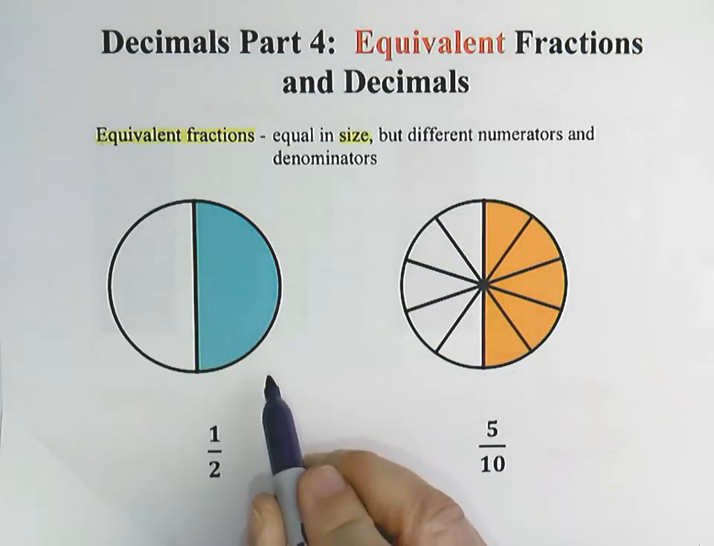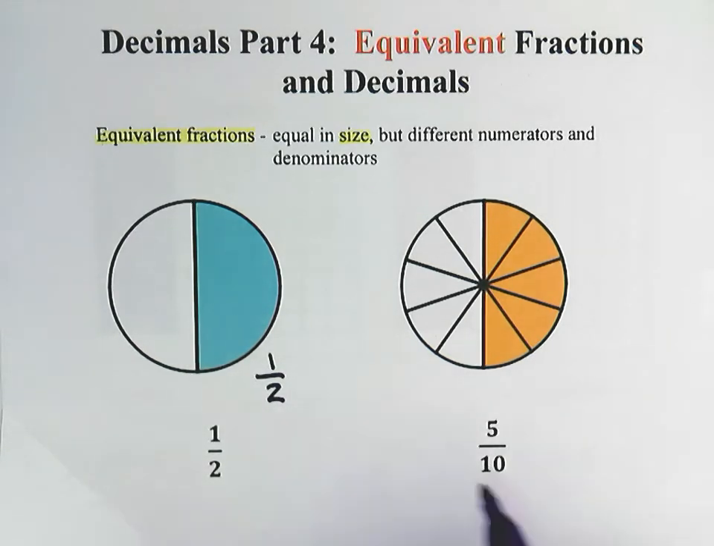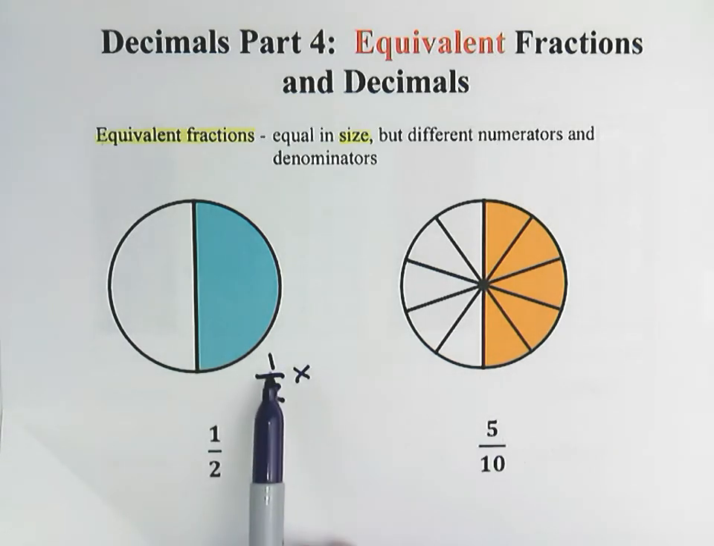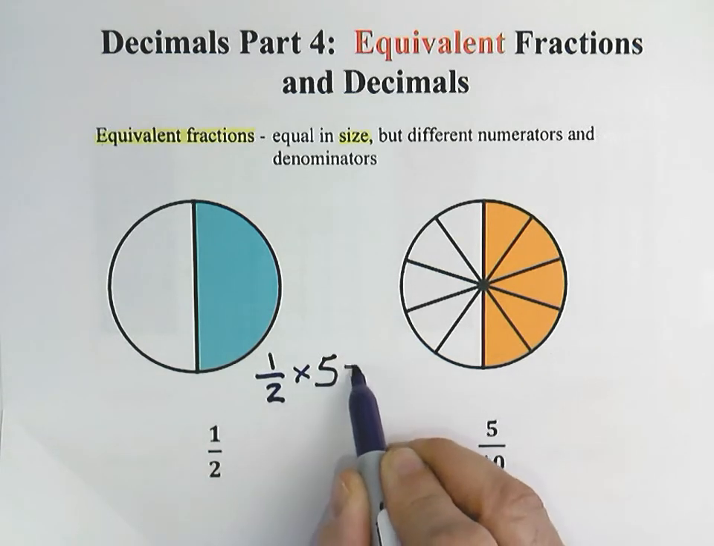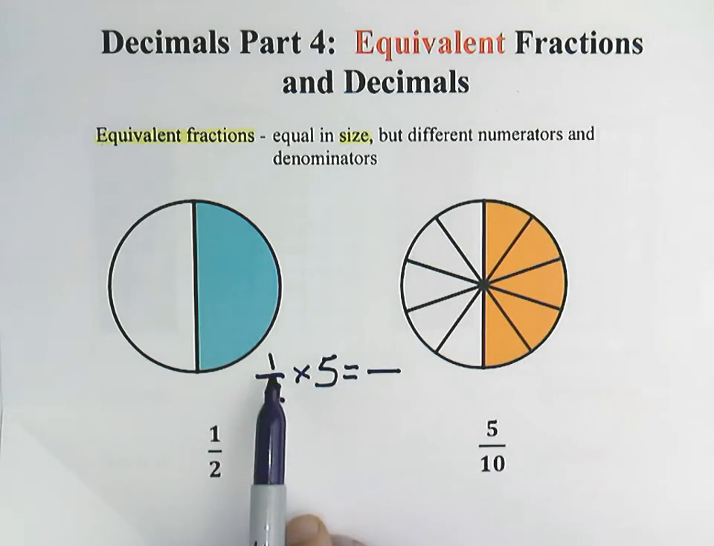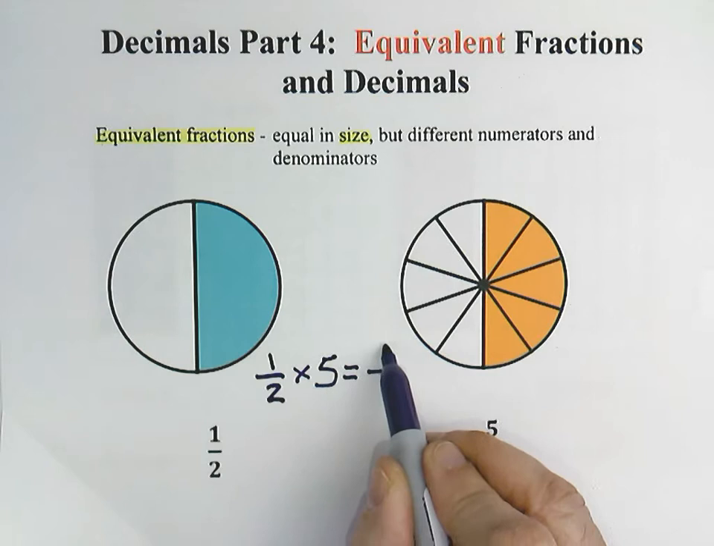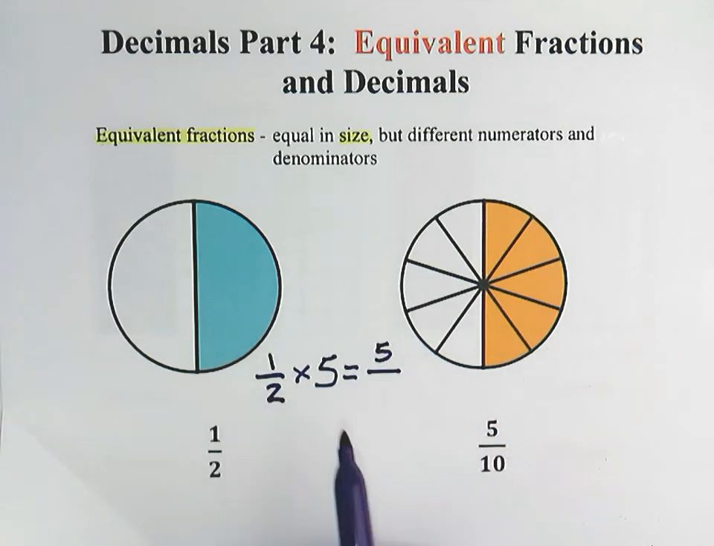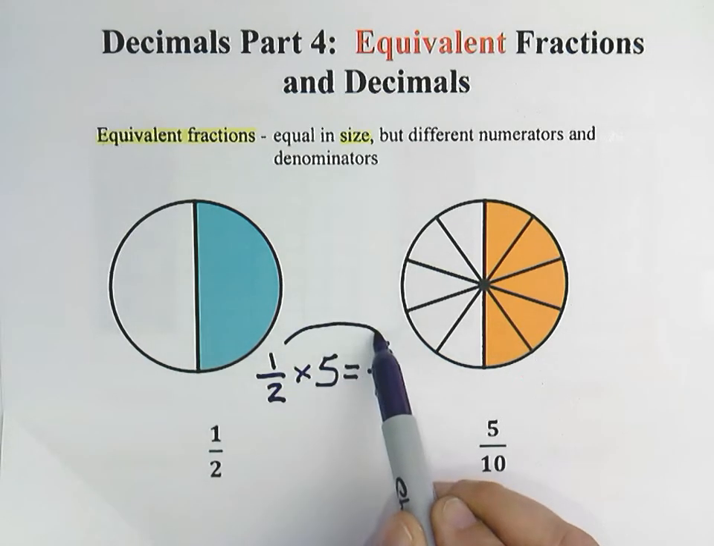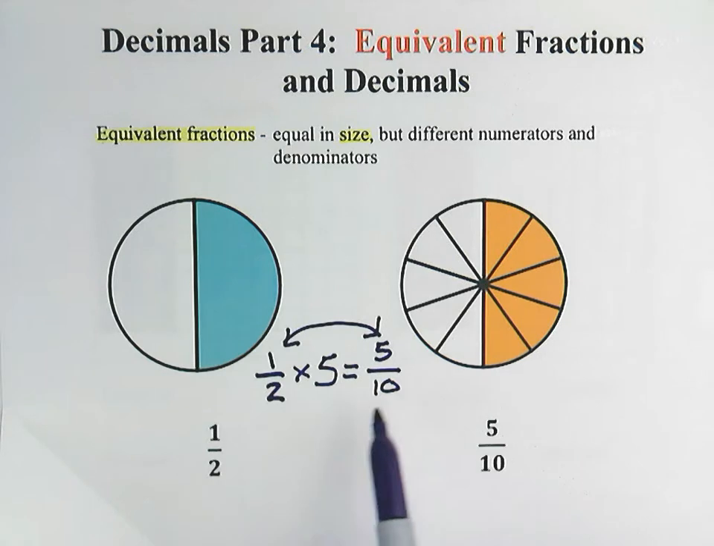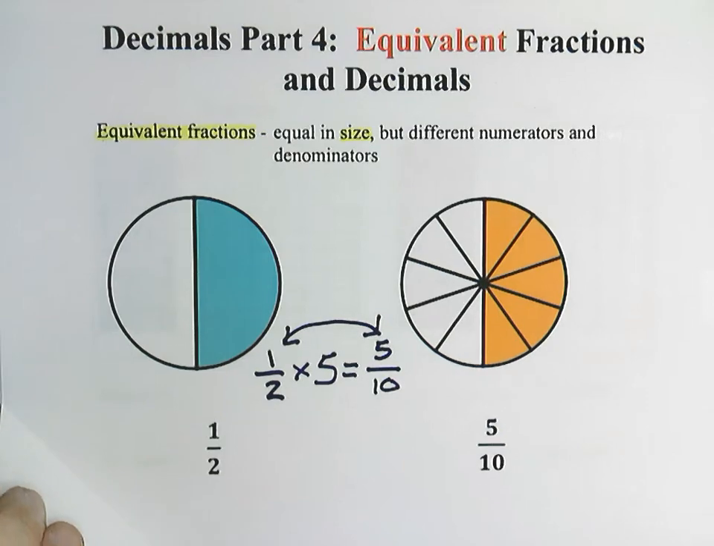We would just take the 1/2 if we didn't have models, and we could multiply. And you would ask yourself, well, what times 1 would equal 5? And so that would be 5. So for example, on the top, 1 times 5 is 5, and on the bottom, 2 times 5 is 10. And you can see that the 1/2 is an equivalent fraction. So we showed it with models, and we showed it also how you can use multiplication to do that.